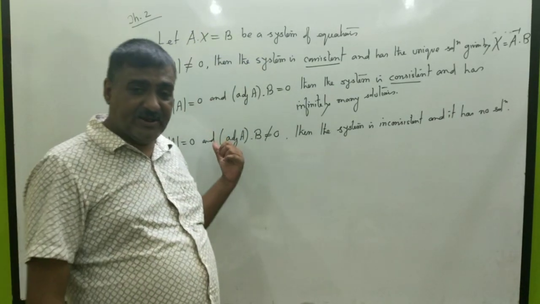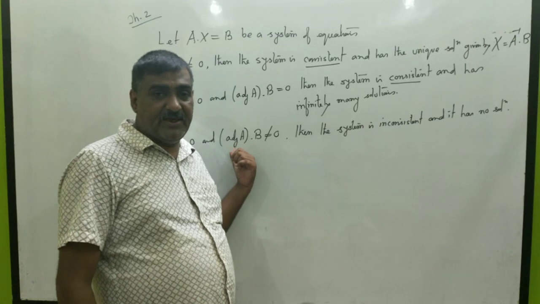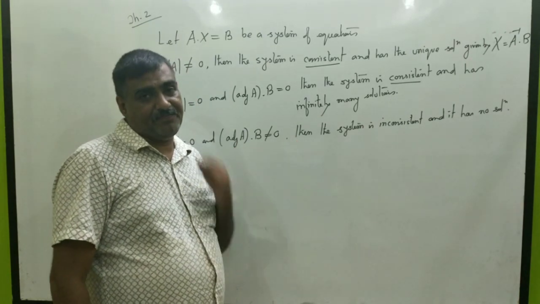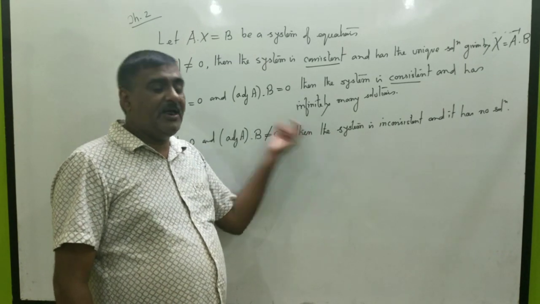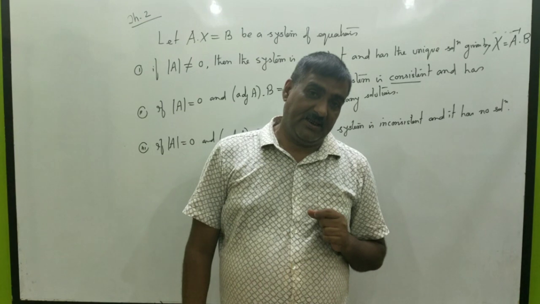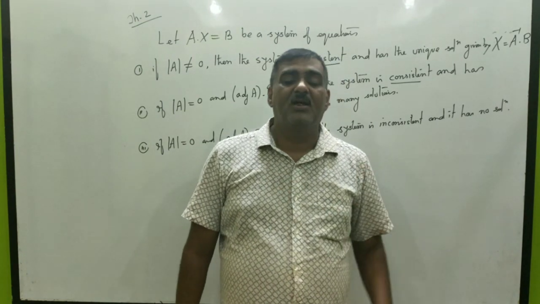And case number 3, if determinant of a equals to 0 but adjoint a into b not equals to 0, ठीक है, then the system is inconsistent, मतलब it has no solution.